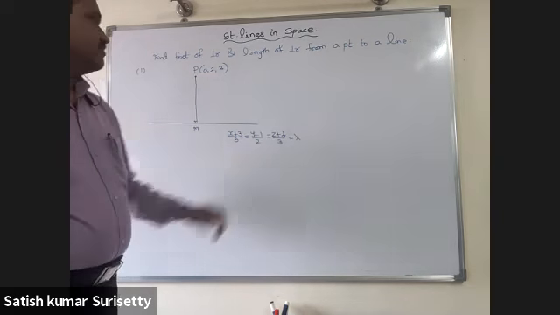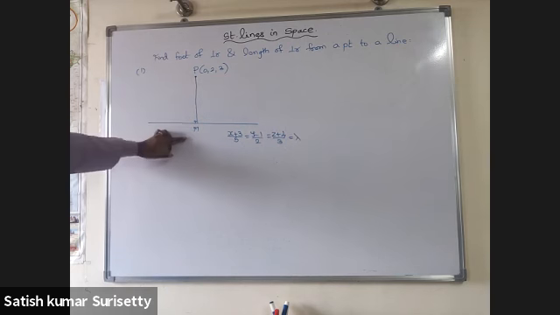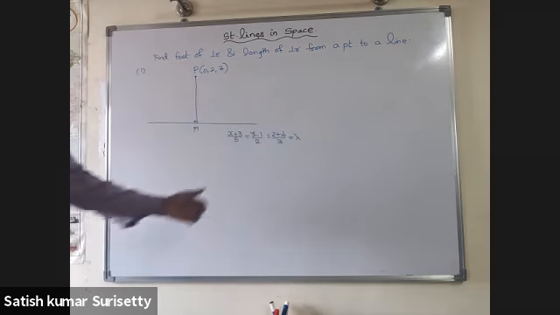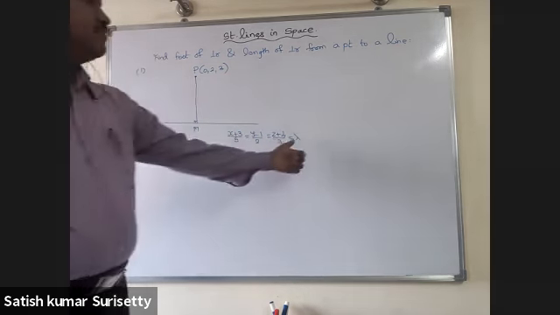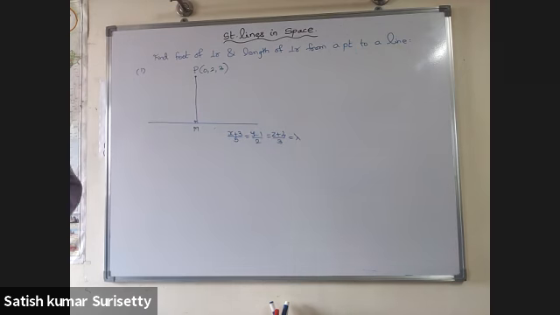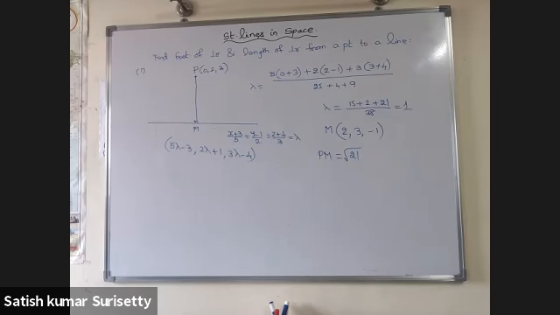And the sum of the products of direction ratios is 0 because PM bar is perpendicular to the given line. Then you get the value of lambda. After getting the value of lambda, find the coordinates of the foot of the perpendicular and the distance between the 2 points. So the foot of the perpendicular from the point is (2, 3, minus 1) and the length of the perpendicular is root of 21.